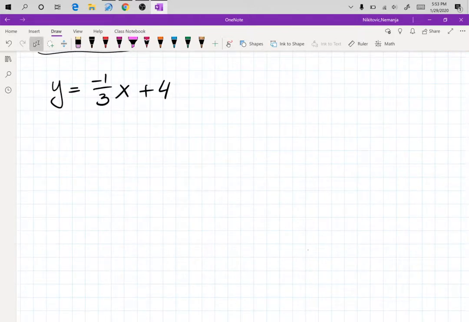Let's take a look at this. We are going to apparently not draw anything because the pen decided to disconnect.